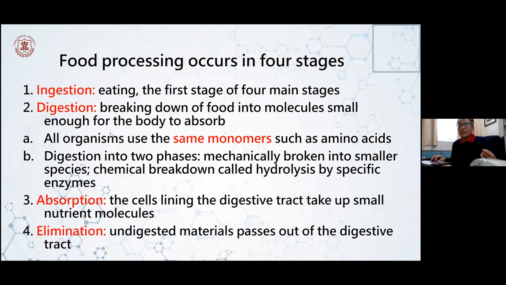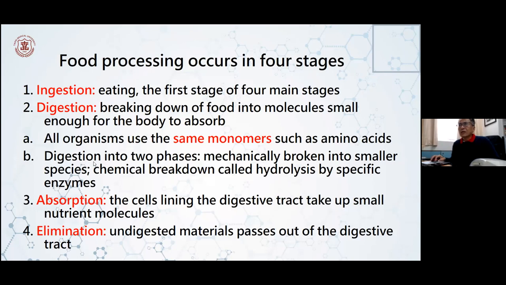Because all organisms use the same monomers. Humans, bears and other animals have the same amino acids and the same fatty acids, but the macromolecules are different. So all the food needs to be digested to monomers, and then different large molecules are synthesized. So all organisms use the same monomers, such as amino acids.